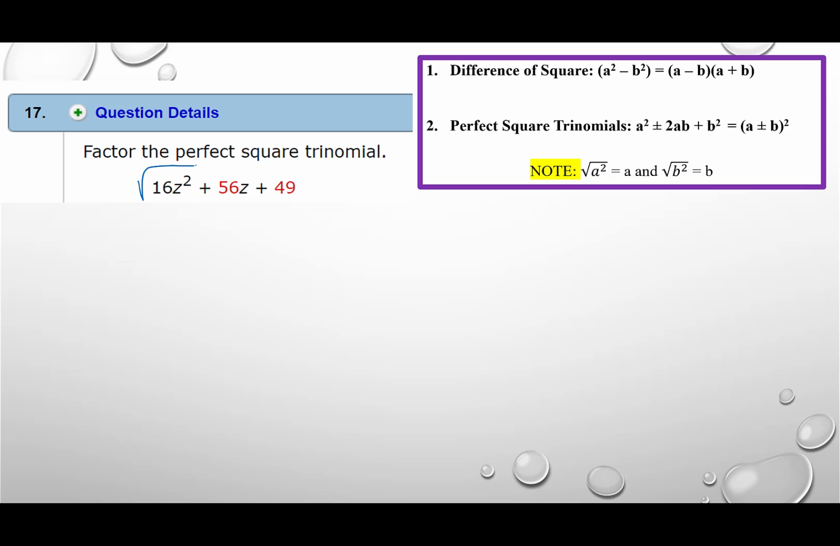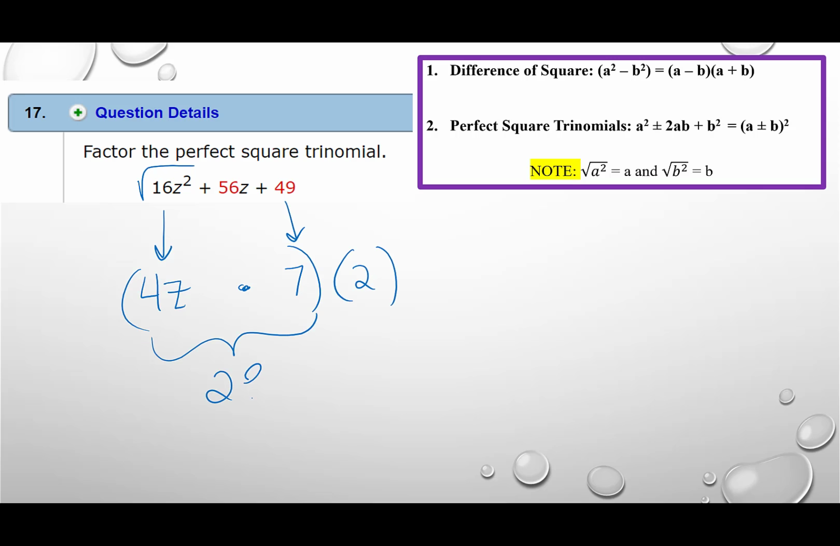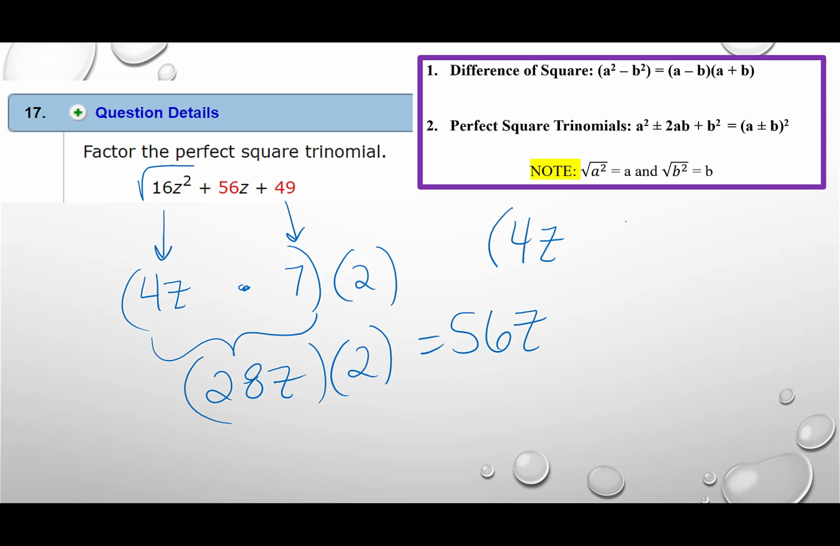And so 16z squared is a perfect square. That's 4z. 49 is a perfect square. So if you multiply those two together and then double it, this is 28z times 2. And sure enough, that does equal 56z. So this is a perfect square trinomial. So we can just follow the answer template, which will be taking the square root of the first term, which is 4z, the square root of the last term, which is 7. And then because the first operation was addition, addition is going to be part of the answer, and it's going to be quantity squared, and that's your final answer.